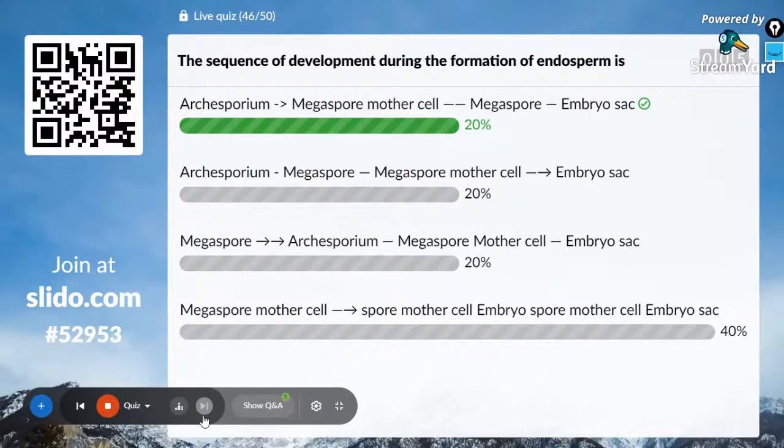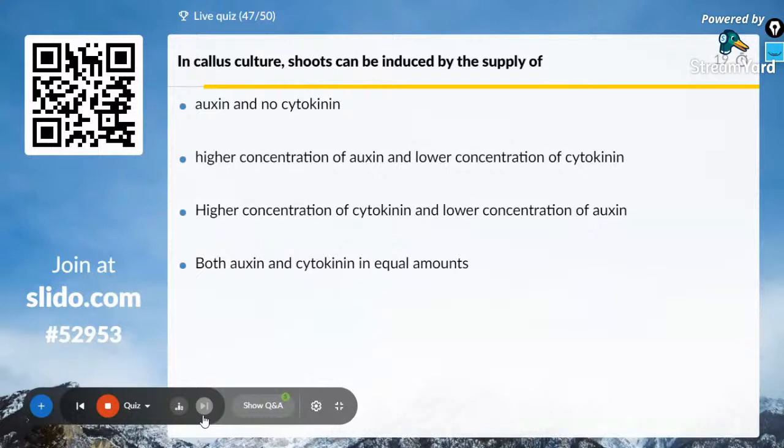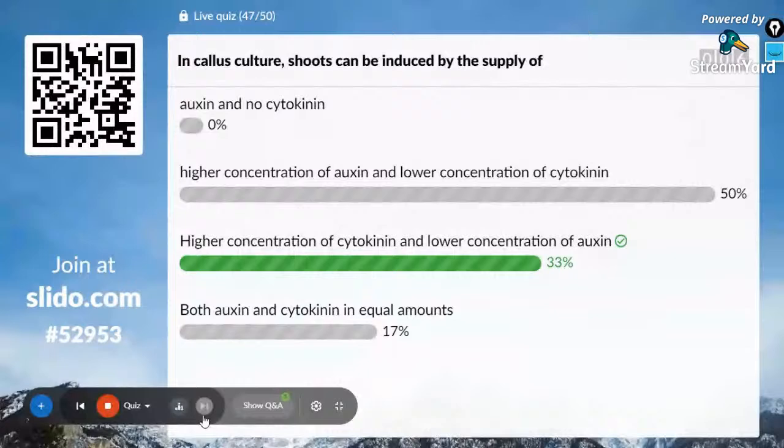In callus structure, shoots can be induced by the supply of a higher concentration of cytokinin and lower concentration of auxin. It is not the higher concentration of auxin, it is a higher concentration of cytokinin. Next question on the screen.